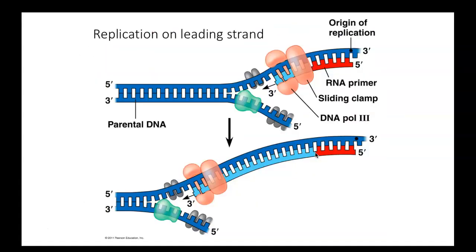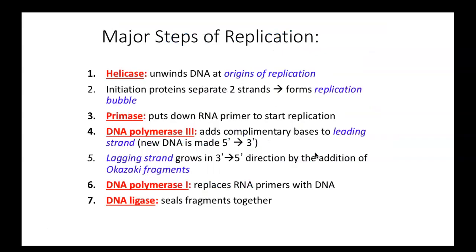So what happens is step 6. Let me see what I wrote down. DNA polymerase 1 replaces the RNA primer. So write that down on step 6. And then 7, DNA ligase seals the fragments together. So pause if you need to write those because I'm about to switch this.